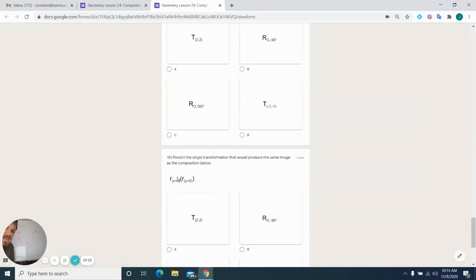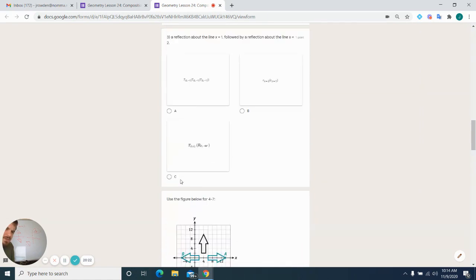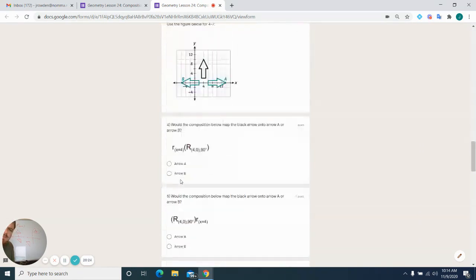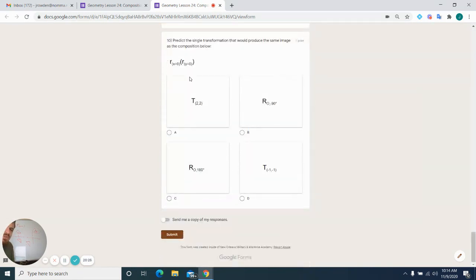Okay, so this is how we put all of them together. So make sure that we're comfortable with this. This is a very important skill. This is what puts the whole lesson together.